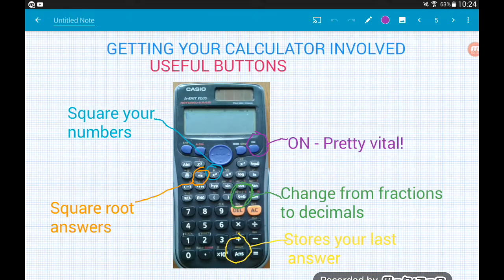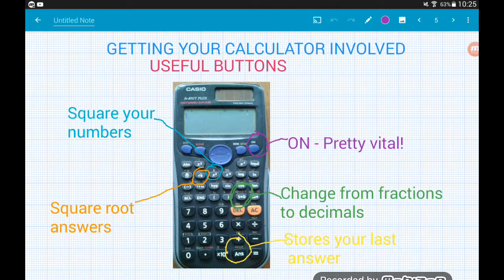So before we get going with Pythagoras with our calculator, I want to run over a few very important buttons that will make our lives easier. Starting top right, the on button is very useful. The calculator works a lot better when you turn it on. I quite often forget that step. The second one, this SD button, is really useful.